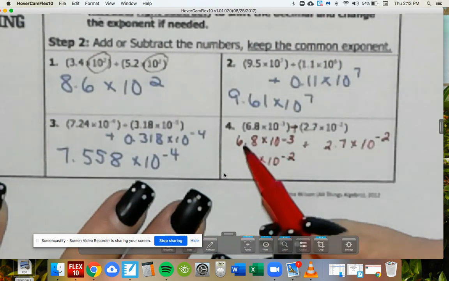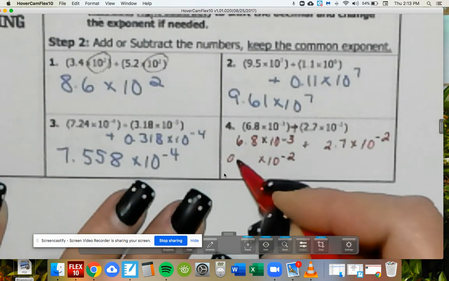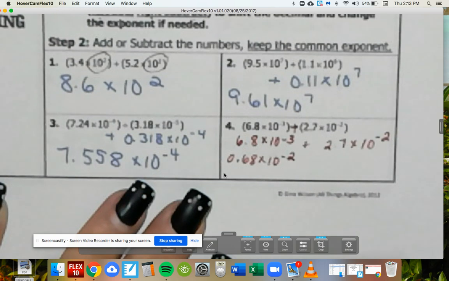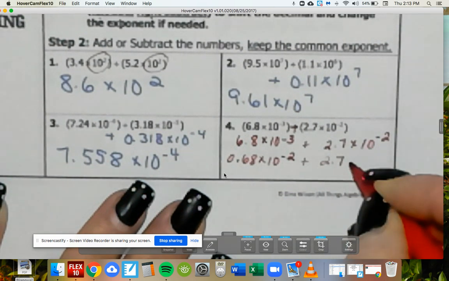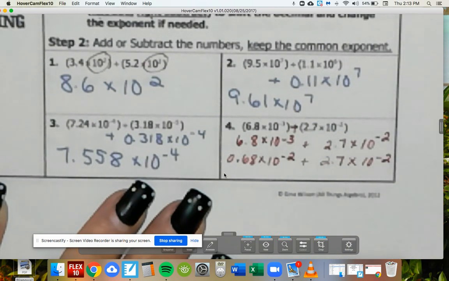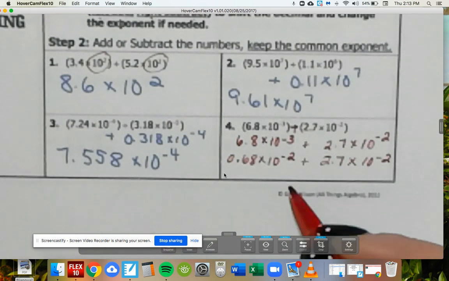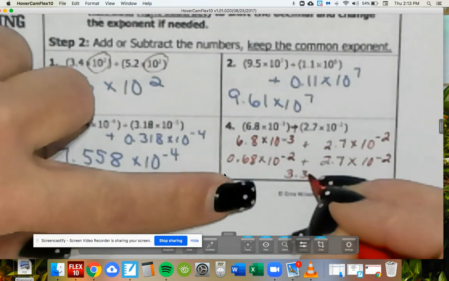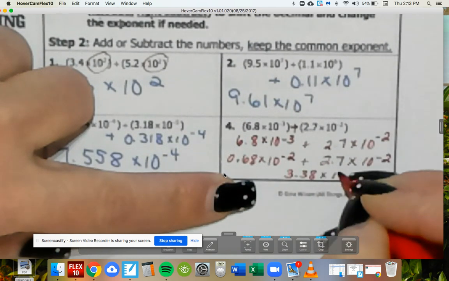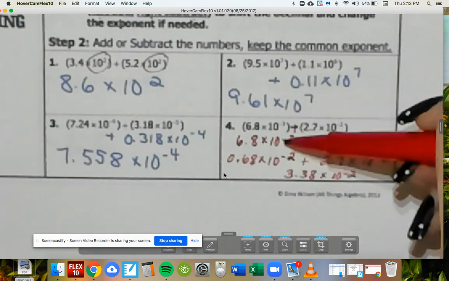So it's going to go from a 6.8, one jump to the left, 0.68 times 10 to the negative 2. Add 2.7 times 10 to the negative 2. So now we take our 0.68 plus 2.7, and that's going to give us 3.38 times 10 to the negative 2. Final answer. All right? So it's all about adjusting those exponents.